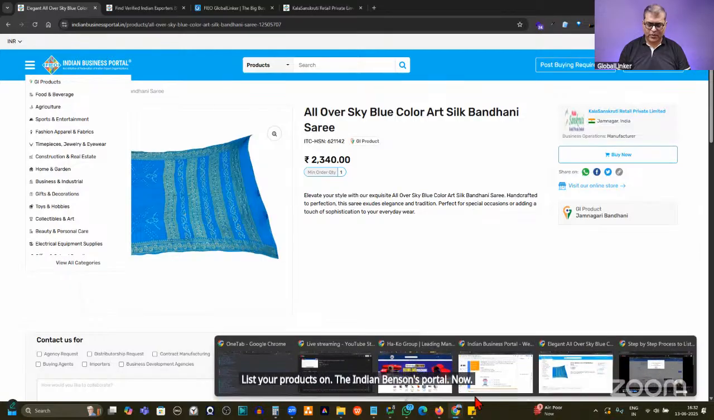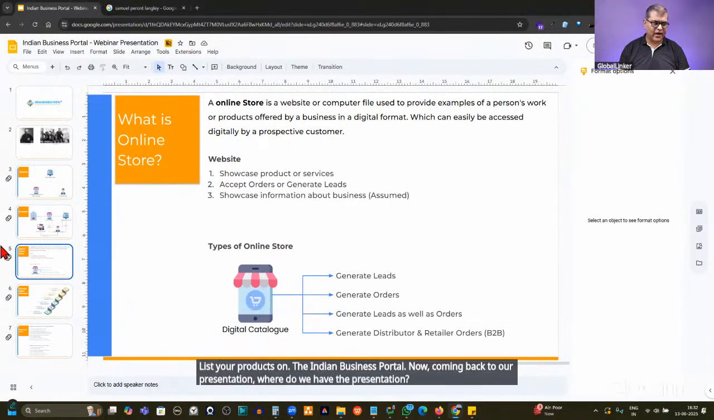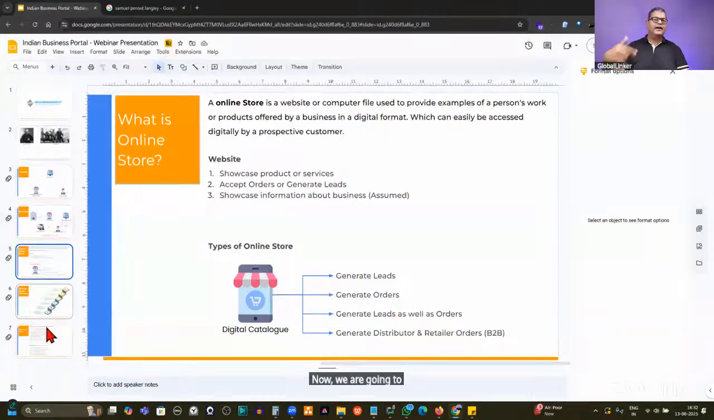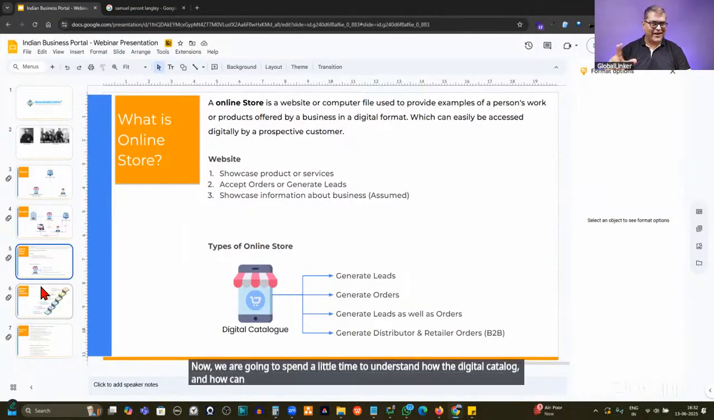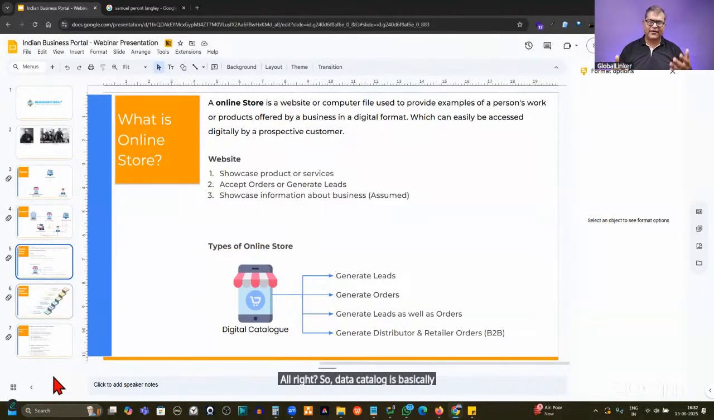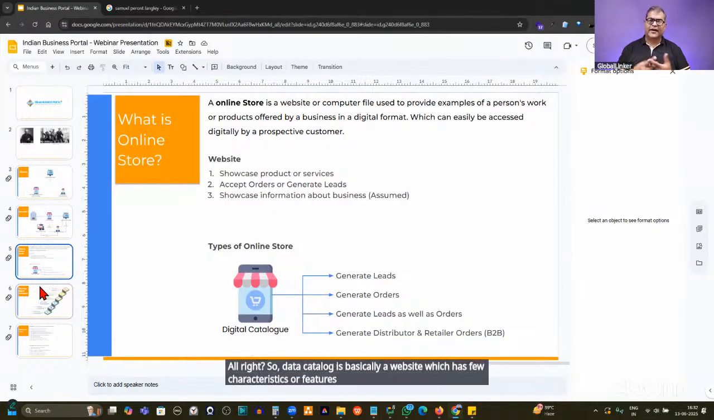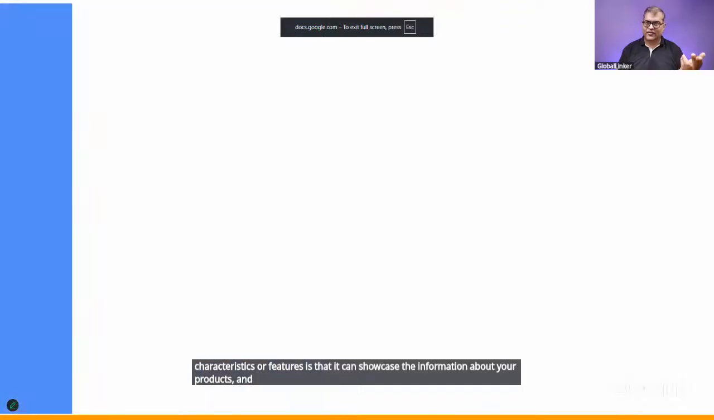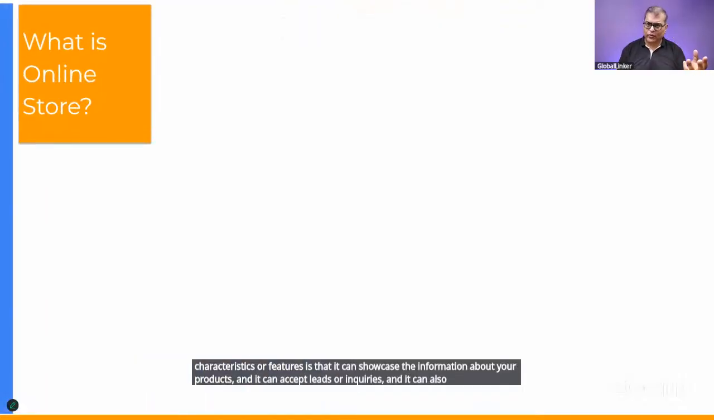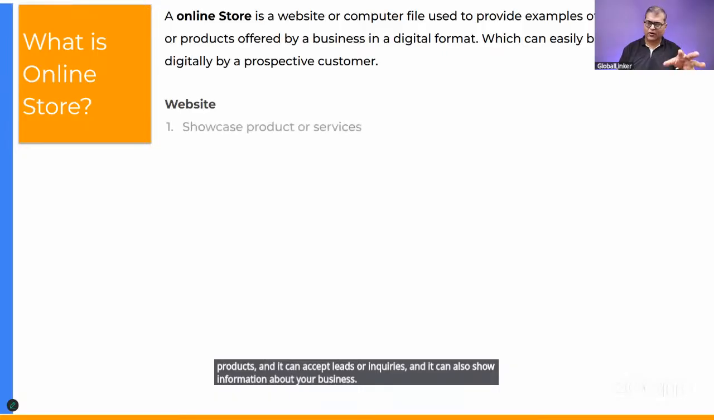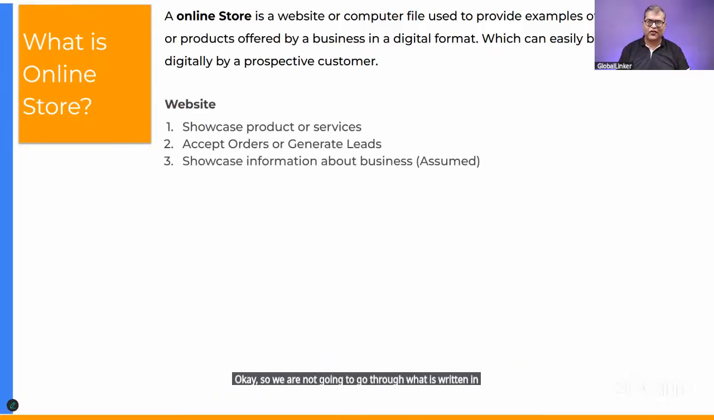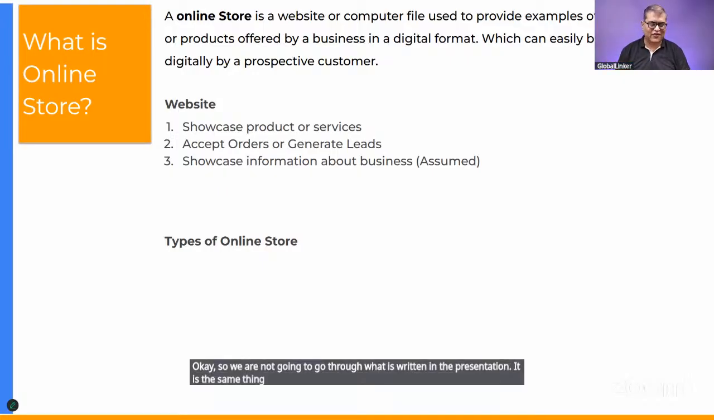Now, coming back to our presentation, where do we have the presentation? Now, we are going to spend a little time to understand the digital catalog and how you can convert that into a winning digital catalog. All right. So a digital catalog is basically a website which has a few characteristics or features. The unique characteristics are that it can showcase the information about your products, it can accept leads or inquiries, and it can also show information about your business. Right. So we are not going to go through what is written in the presentation. It is the same thing which I've just shared with you.